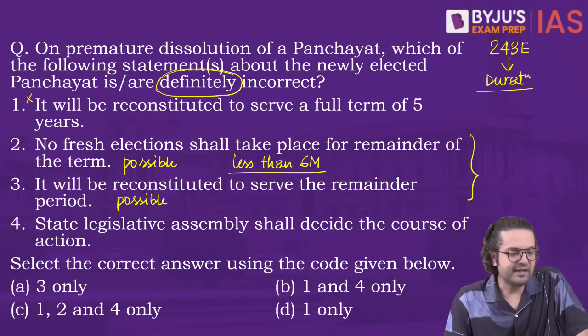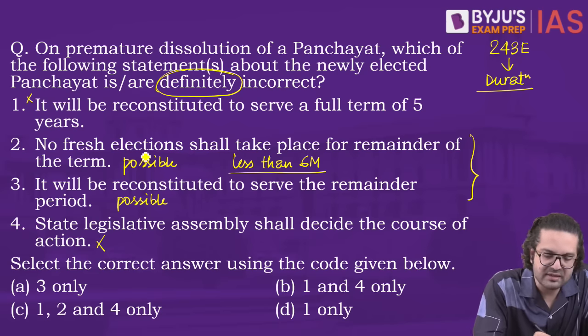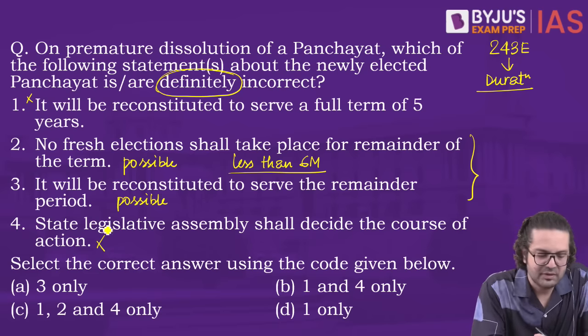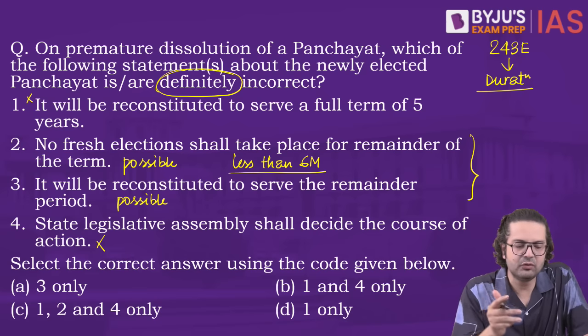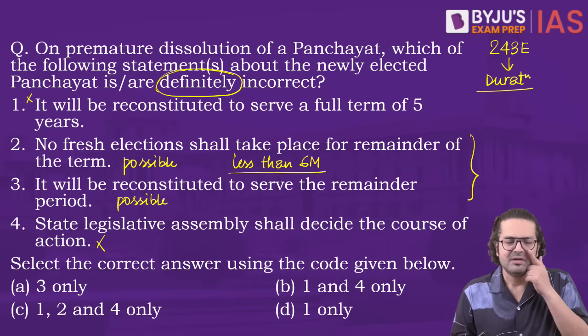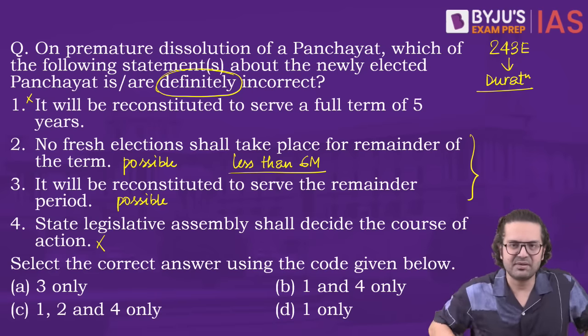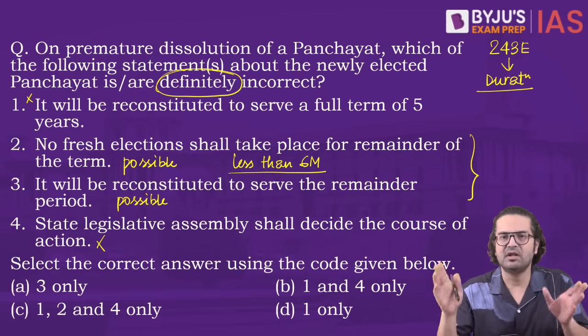Fourth one, state legislative assembly shall decide the course of. No. It is mentioned in the constitution that either this will happen or this will happen. So the assembly has no choice to decide. Neither are we going to reconstitute a panchayat for a full 5 years. Why? Because see, there are 2.7 lakh gram panchayats in the country. If every gram panchayat has a different cycle of elections, we'll go crazy.